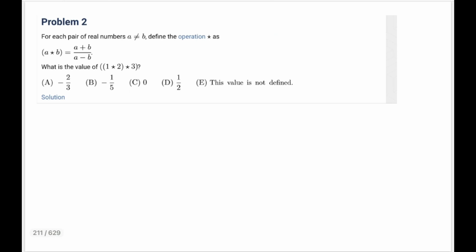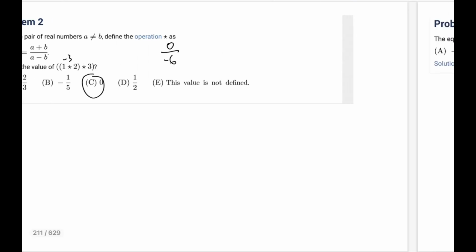Number 2: for each pair of real numbers A and B, where A is not B, define the operation star as A star B equals (A plus B) over (A minus B). What is the value of (1 star 2) star (1 minus 2)? So this would be minus 3 star 3, so this would be 0 over minus 6. The answer is 0, so it's C.